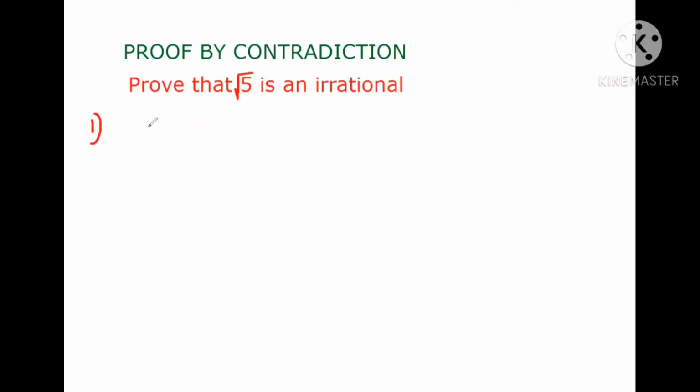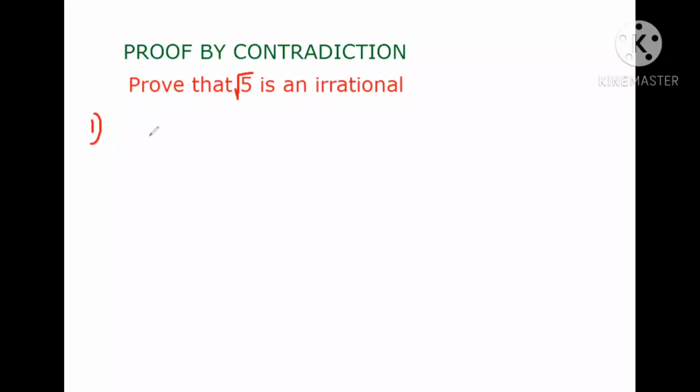Everyone, welcome to the class. In this class, we shall learn how to prove that root 5 is an irrational. We will prove this statement by using contradiction. In this process, we have to follow 5 steps. The first step, we have to assume that the given statement is false. So, we have to assume that root 5 is not an irrational.